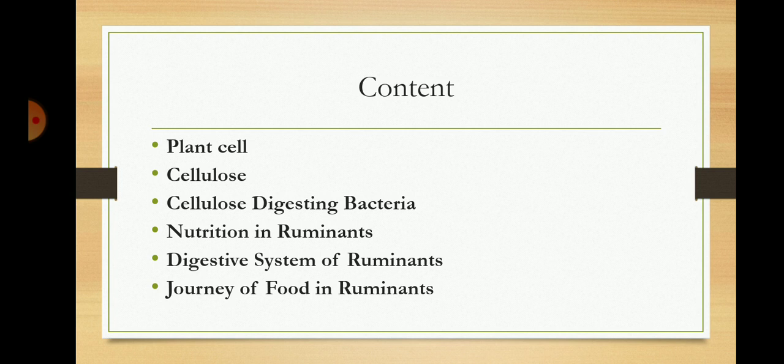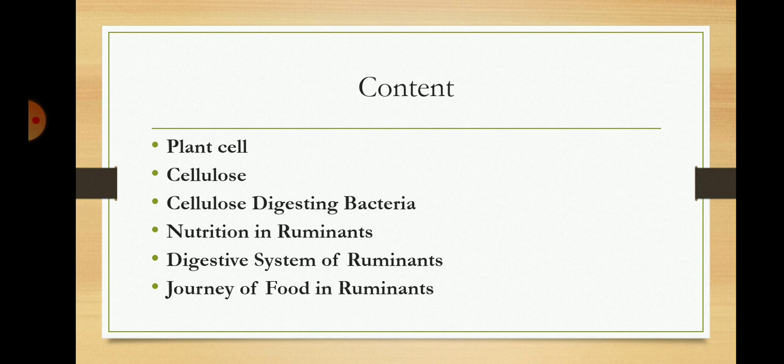Ruminants are the organisms in which these bacteria are present, in the stomach, and that is why it is important for us to know about the cellulose and these bacteria. Then we will discuss nutrition in ruminants, the digestive system of ruminants, and at the last we will discuss the journey of food in the ruminants, or the digestive tract of the ruminants. So let us discuss them one by one.